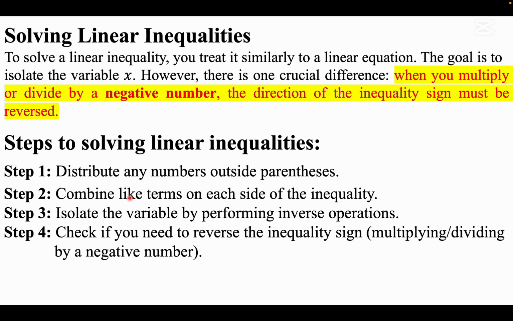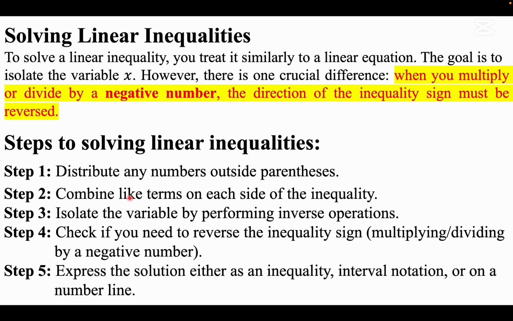And then step 4, that's the one that's kind of tricky. A lot of students do make a mistake on this part. Check if you need to reverse the inequality sign. When do you reverse the inequality sign? When you multiply or divide by a negative number. And step 5, express the solution either as an inequality, interval notation, or on a number line. We're going to look at those 3 different ways of writing the solution.